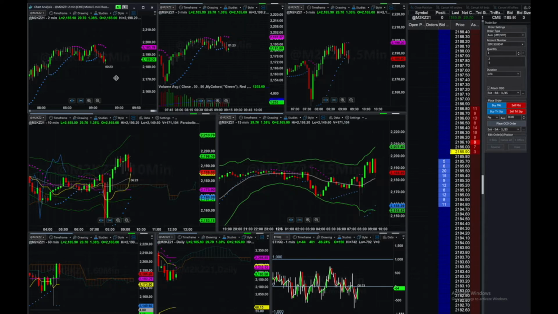And let's take a look at how this works. This is the M2KZ we're looking at right here. That's the micro Russell. And the way that I set this up is all based on this matrix and this trade bar over here on the right. But even before that, I would ask you two questions. First and foremost, when are you trying to trade this thing?